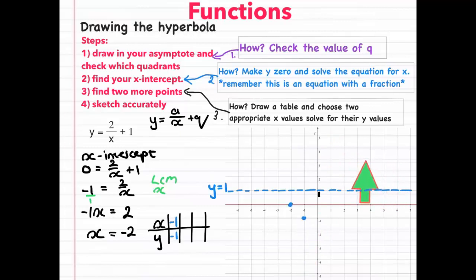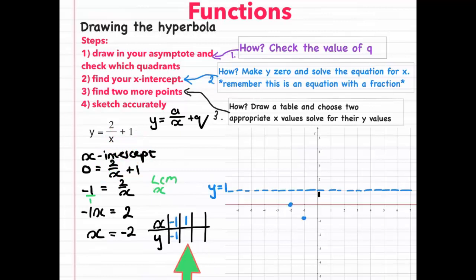Let's choose another one in the other quadrant. Okay, so let's choose, for example, when x is 2. So if x is, let's make it a 1, and then we go for 3. So let's make x 1. So if x is 1, okay, so that will be 2 divided by 1 is 2. 2 plus 1 is 3.